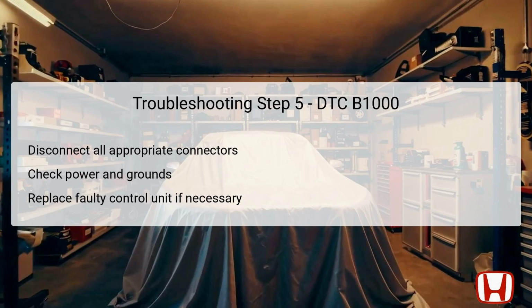If both the power and ground are determined to be functional, it necessitates replacing the specific control unit, as it is likely malfunctioning. This step highlights the importance of systematically isolating components in diagnosing communication errors.